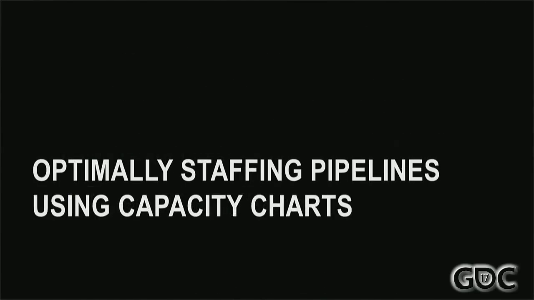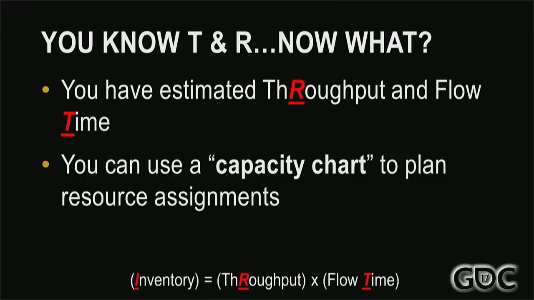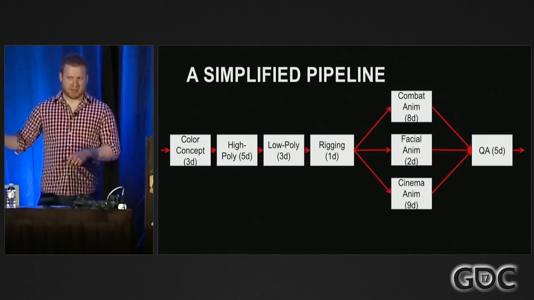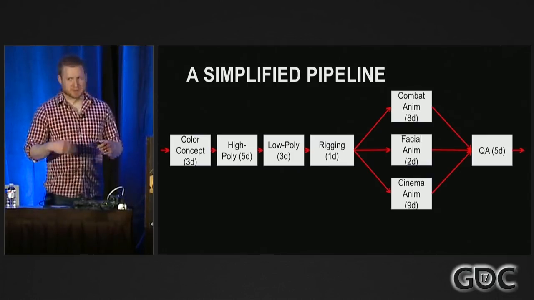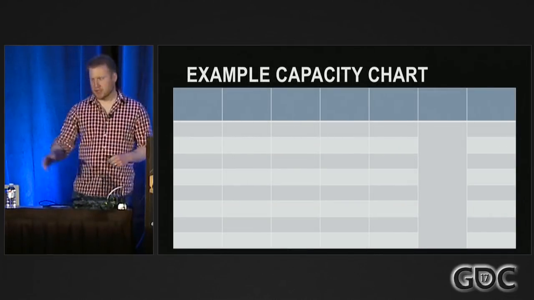So now we've established that fundamental bit, we can move on to something a little more practical. So you know your throughput and your flow time, you can use something called a capacity chart to plan resource assignments. So here's a simplified version of that same pipeline. I just cut off some of the extraneous stuff for clarity. Now what you do is you go into Excel and you create a very simple 7-column chart. At the end of the slides, I'll give you a link where you can download one I've made for you. But it's very easy to make.